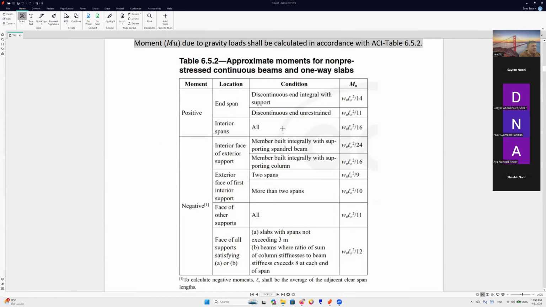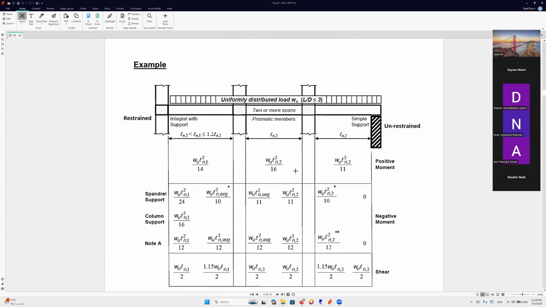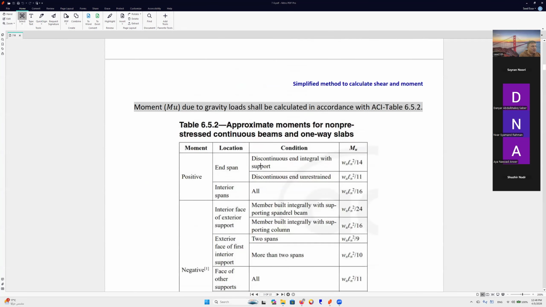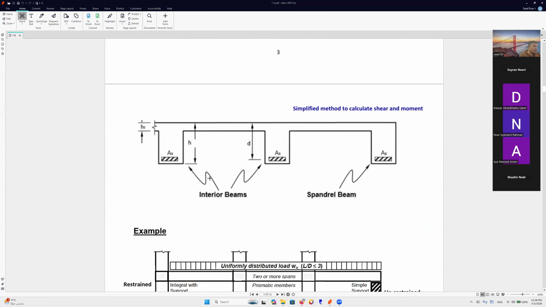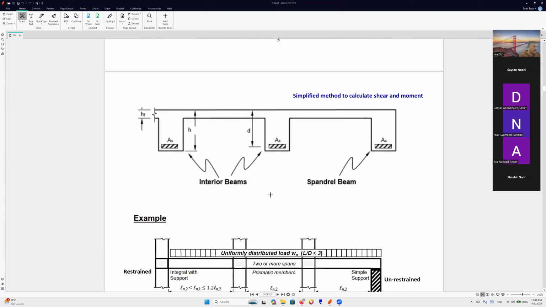What about the interior spans? It is w L squared over 16. So here we have w L squared over 16, interior. Now we learned that the positive moment is w L squared over 14 in the end span, discontinuous and integral with the support. Here, integral with the support.